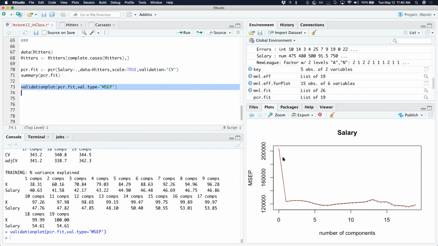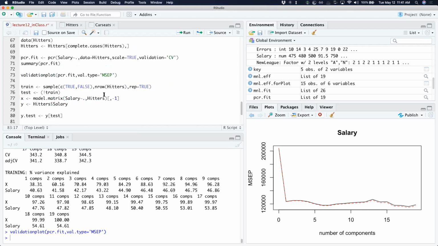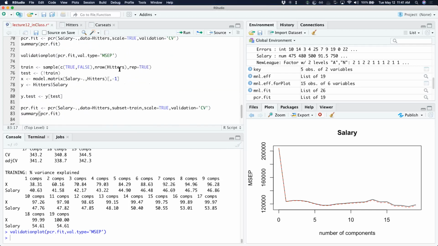Except that it's not doing out of sample predictions. So we don't know what the error is looking like for how it predicts against data that it didn't train on. So we can actually go ahead and write a little bit of code that will do a validation based on out of sample prediction.